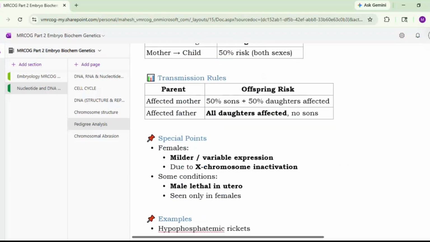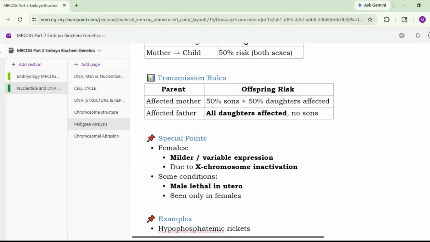So the transmission rule is that an affected mother will have 50% of sons and 50% of daughters affected. If the mother is affected, 50% of sons will get affected and 50% of daughters will be affected. If the father is affected, all daughters will get affected, but none of the sons will get affected. So this is X-linked dominant.